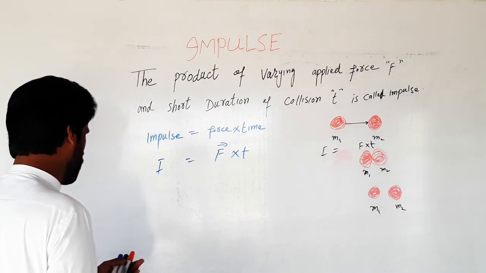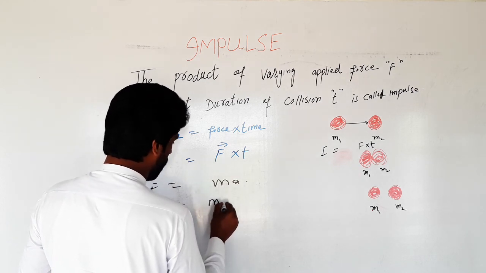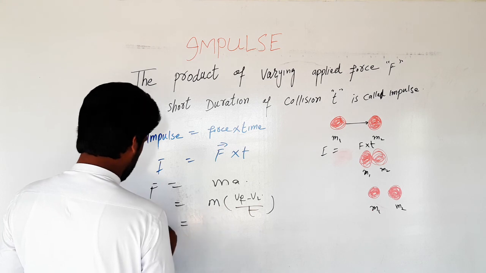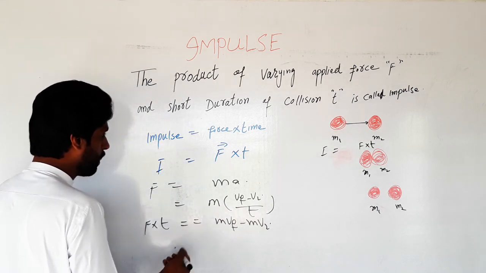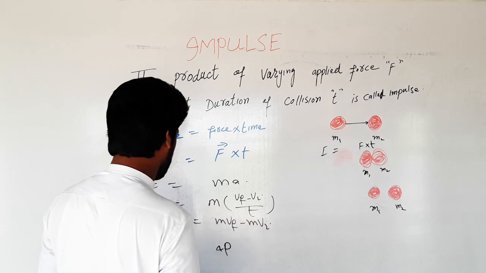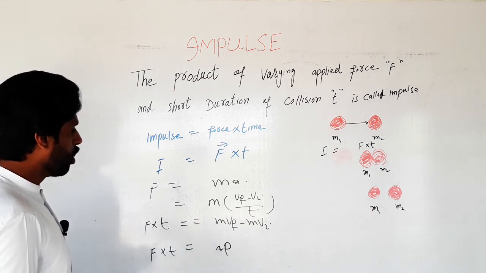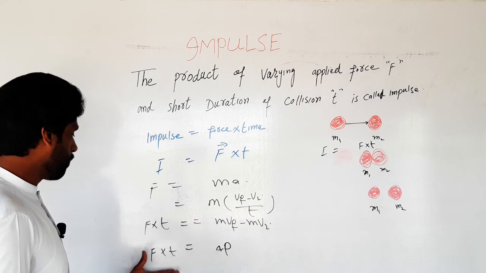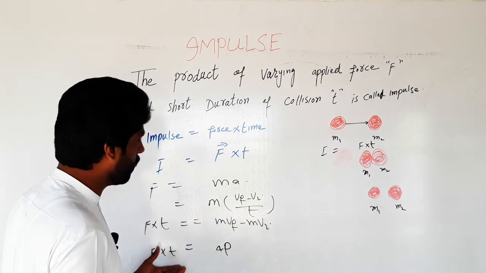And if we relate this to the second law of motion, according to the second law of motion, F is equal to MA, and A is equal to Vf minus Vi over T. So F multiplied by T is equal to MVf minus MVi, and this is equal to delta P. F multiplied by T is equal to delta P, and delta P is the change in momentum when force is applied on an object in a time interval T.